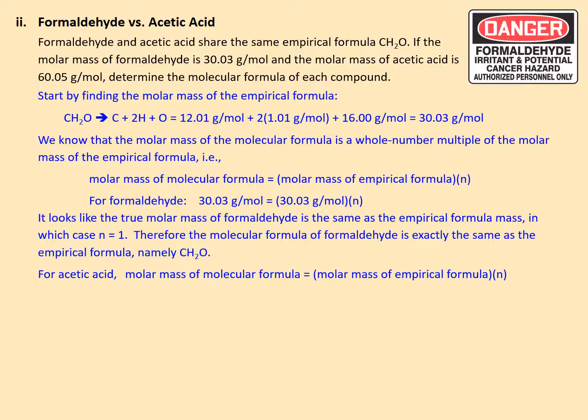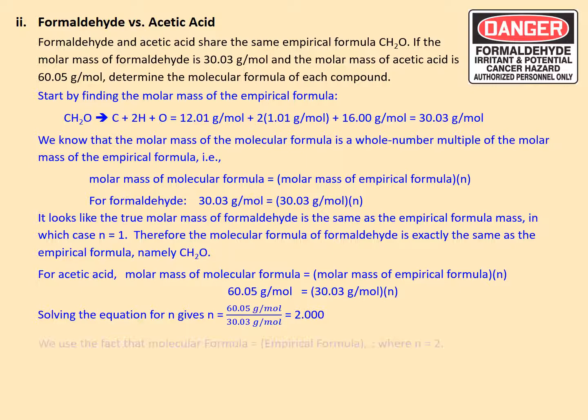When we look at our other compound, acetic acid, looking at the same relationship, that the molar mass for the molecular formula must be a whole number multiple n of the molar mass of the empirical formula, substituting in our numbers, the 60.05 grams per mole, that's the molar mass of the molecular formula, which is given to us in the problem. That must equal some whole number n times the molar mass of the empirical formula, 30.03. When we divide, we discover that n has a value of 2.